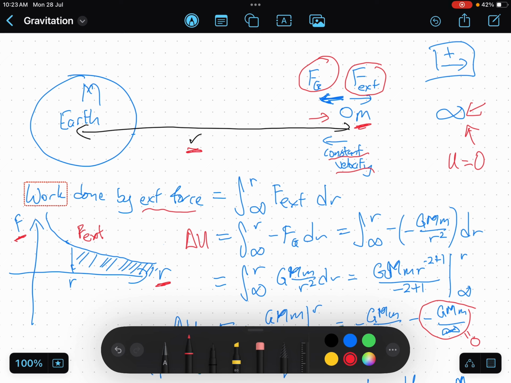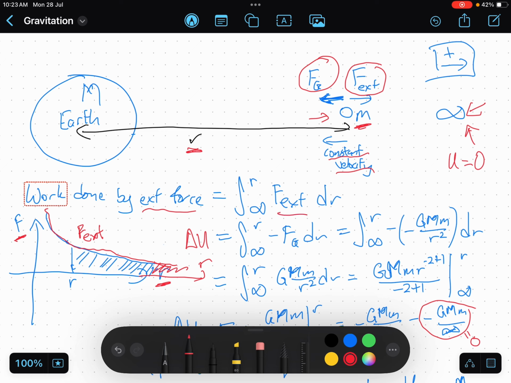This graph obviously extends to infinity, but I can't draw infinity, so infinity is somewhere at the end of the axis. This is the F-r graph, so by right it should be the area under the F-r graph, and this line here represents the F external force. But F external is always equal and opposite to Fg, as mentioned earlier.